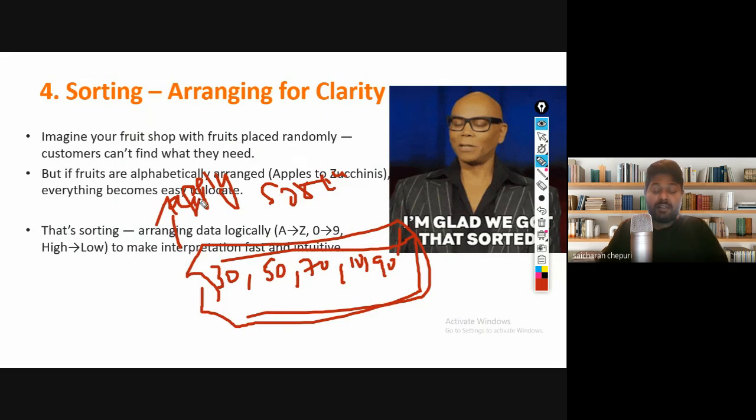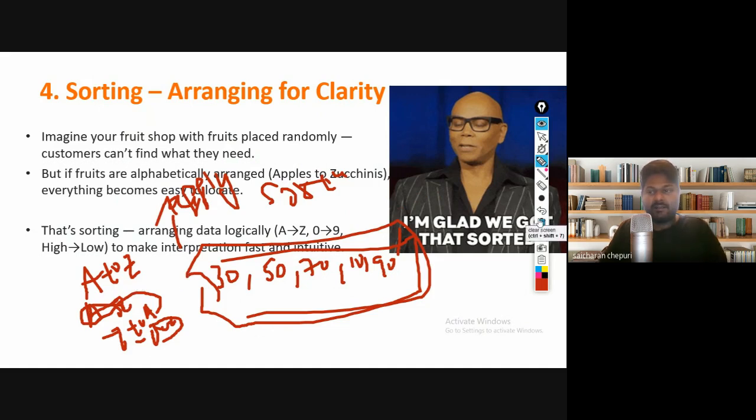Now what is going to happen when you apply sorting? Sorting has two ways: A to Z, which is called ascending order, and Z to A, which is called descending order. These are the two options available for sorting any type of data in our data analytics environment. If you apply ascending order, 10 is going to come first, then 30, then 50, then 70, and 90 is going to come last.